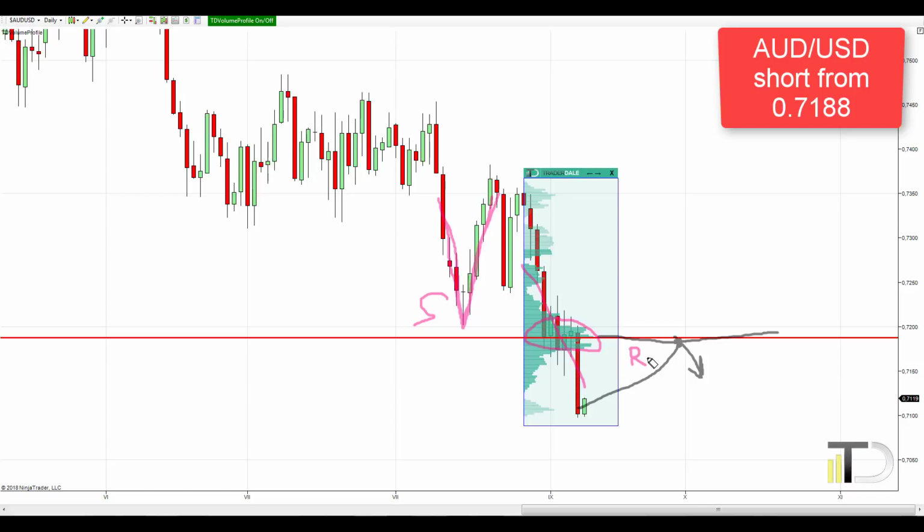So we have two setups which confirm this area. I think this is a pretty strong level to go short from. So let's just wait for a pullback and I'll go short from there. The level is exactly at 0.7188.